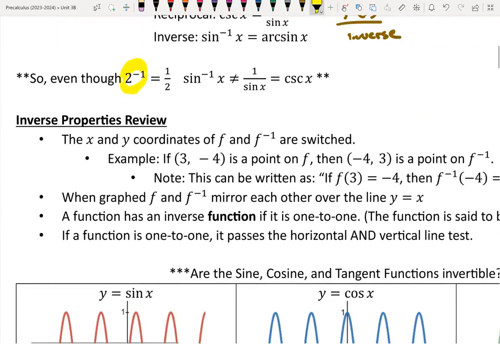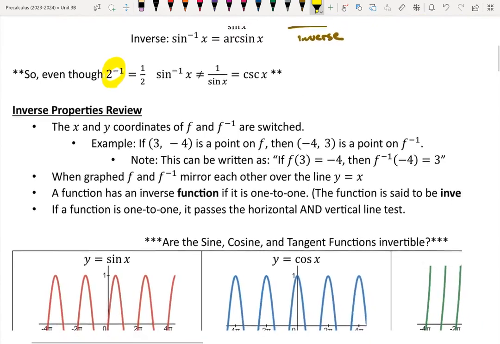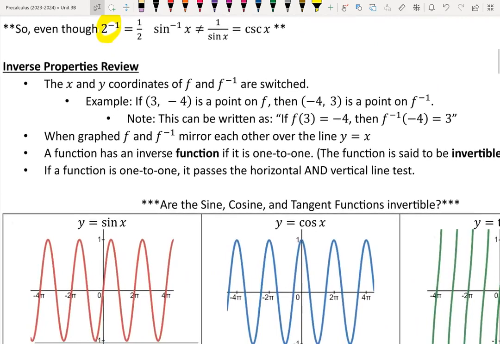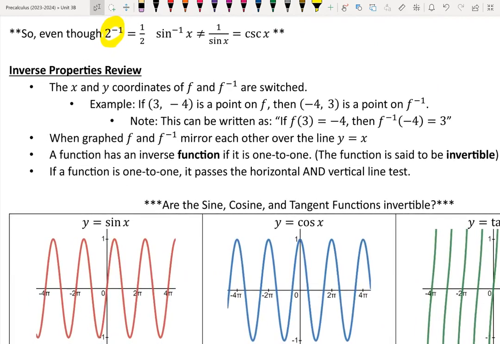Now we can use all the different inverse properties that we have seen before. So a couple things that we talked about when we dealt with inverses between f and f inverse: the x and y coordinates are swapped. So case in point, if 3, -4 is a point on f, then flipped, -4, 3 is a point on f inverse. When graphing f and f inverse, they mirror each other over the line y equals x.